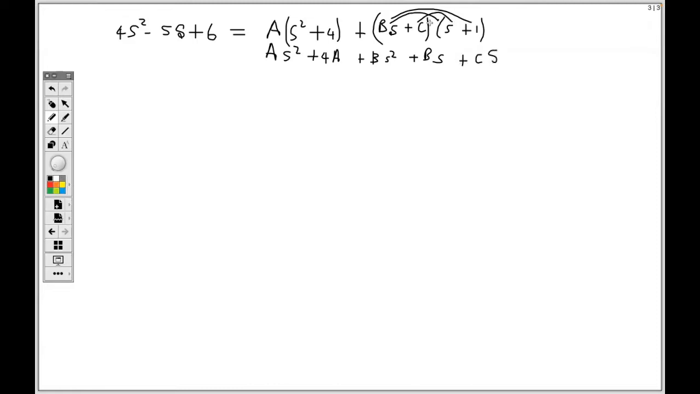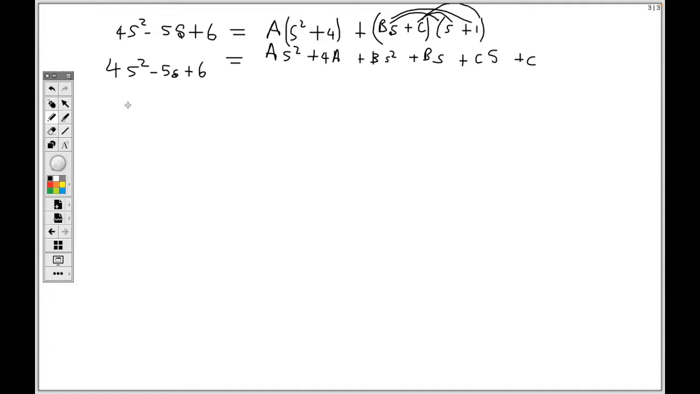And c times 1, that's c. So I have plus c. So equating it to my left hand side, I am going to equate the coefficient of s squared, then work my way to get the remaining. Now I know that a is 3.